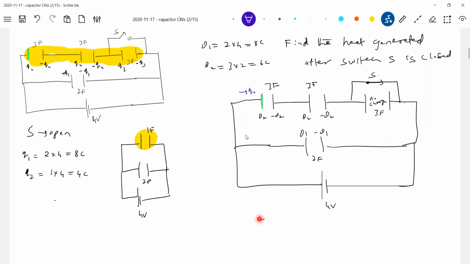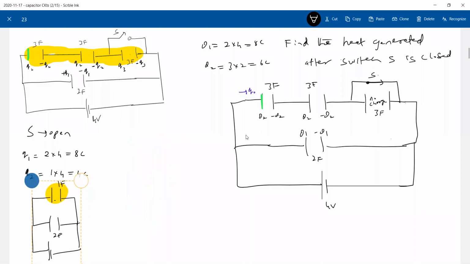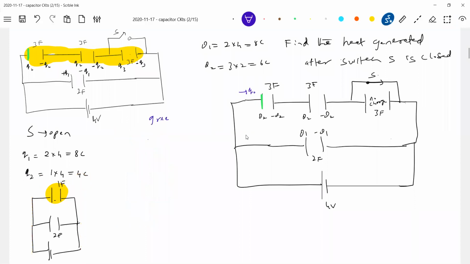Green color plate. What was the earlier charge? Q2. Some Q naught charge entered and it has become Q2. Q2 is 8, Q naught, and this is 6. So 2 coulomb charge, and no charge flows here. Q naught here. So that Q naught, what happened? I should trace it out like this.